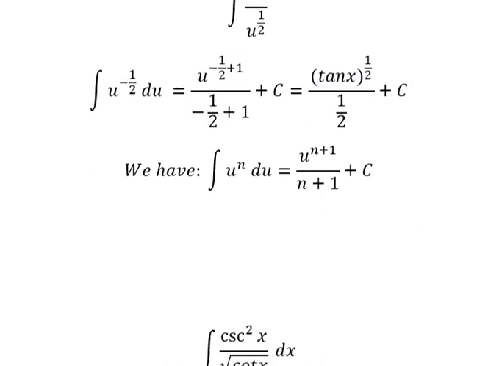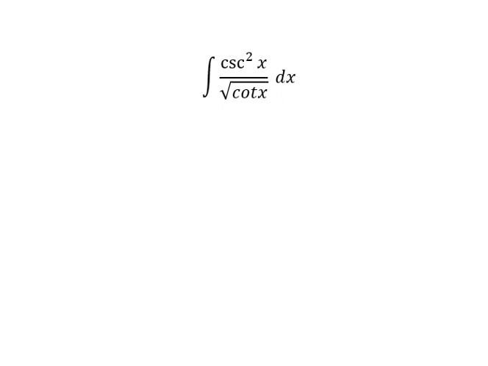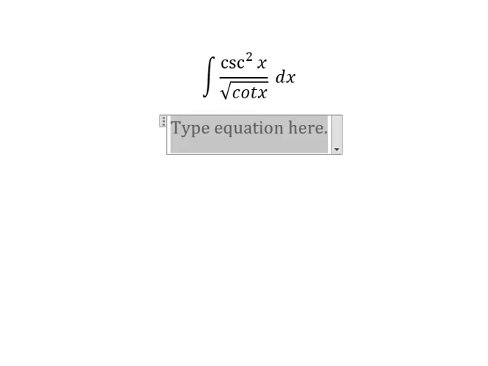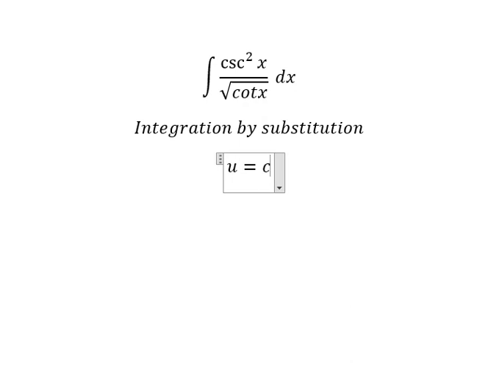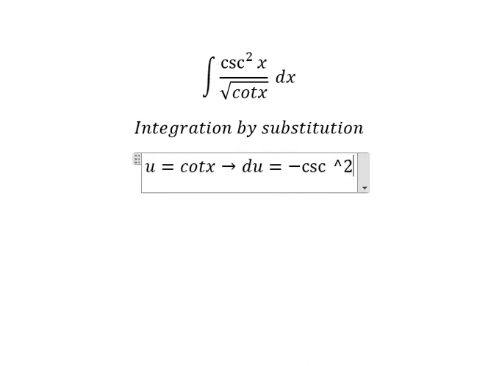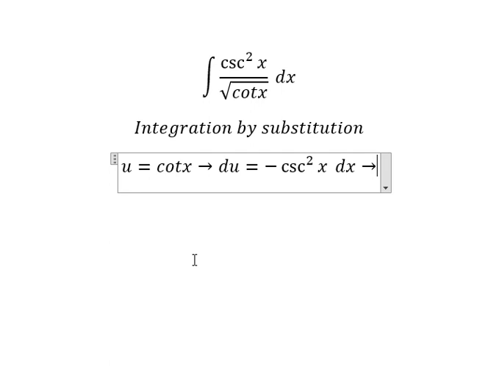Now we can do the second one. We need to use integration by substitution. So we put u equals cot x. If we take the first derivative of both sides, we have negative cosecant squared x dx, because we don't have the negative sign here, so I will move this to the left.